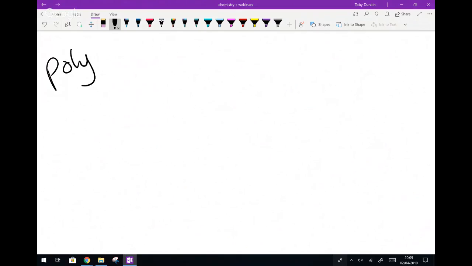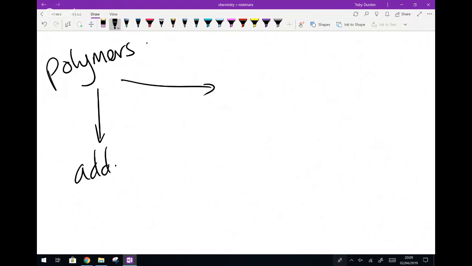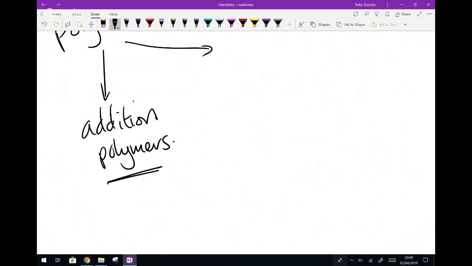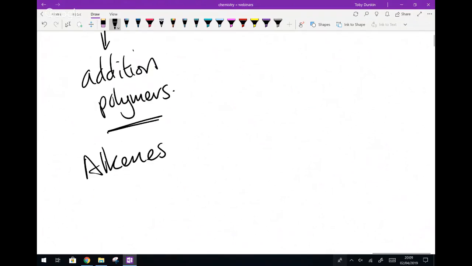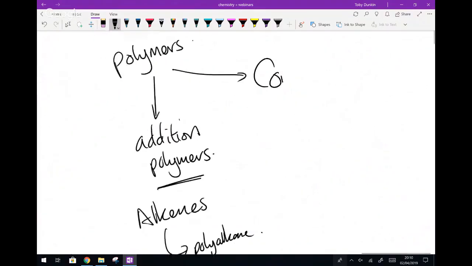Okay, folks. We're nearly done, I promise. There are two types of polymers. There are addition polymers, otherwise known as made from alkenes to polyalkenes. And then we also have condensation polymers, second type, two families.